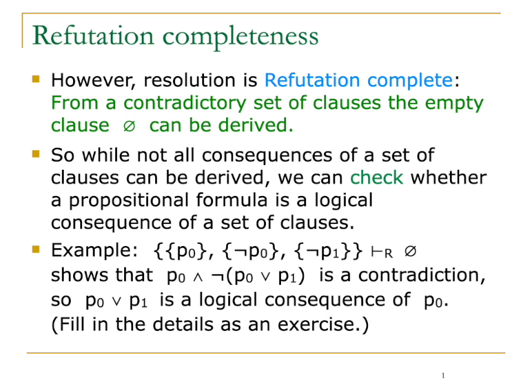For example, in this case we have the assumptions P0, not P0, and not P1. And from these assumptions we can infer by resolution the empty set, which shows that the formula P0 and the negation of the disjunction of P0 and P1 is a contradiction. But this means that P0 or P1, the formula, is a logical consequence of P0. Details are left as an exercise.